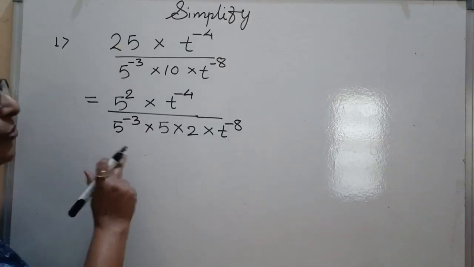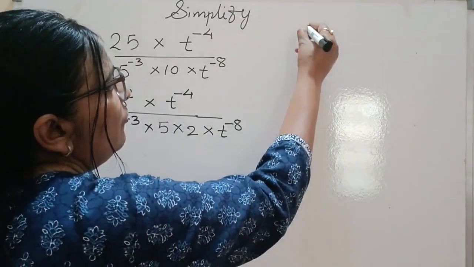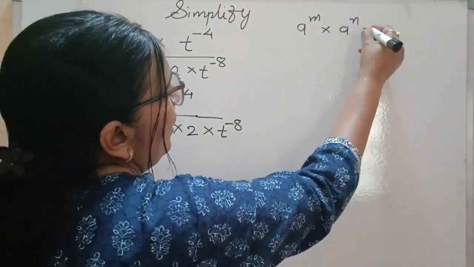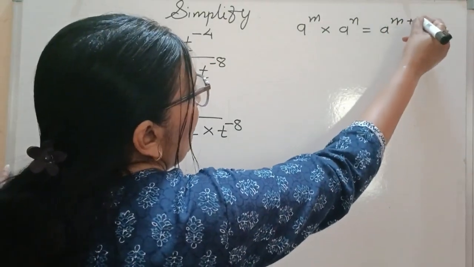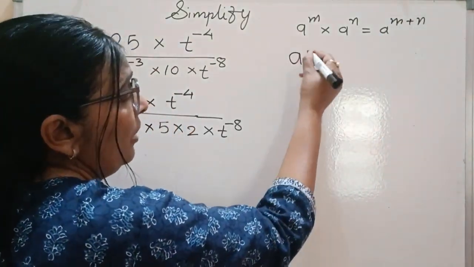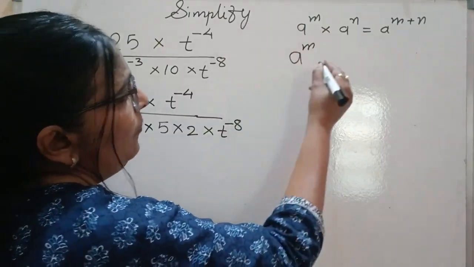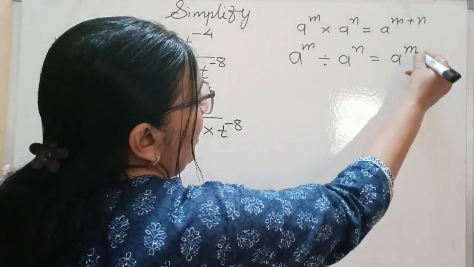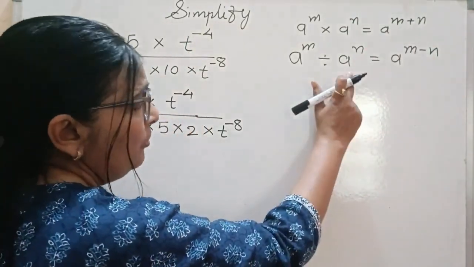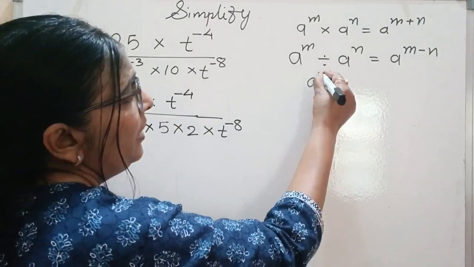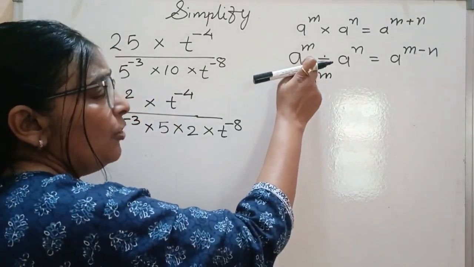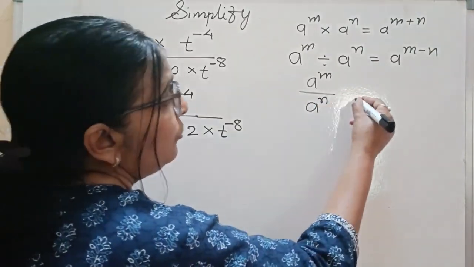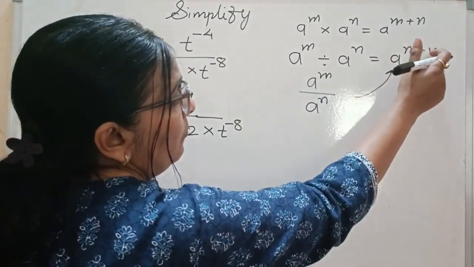Now we are going to use the laws of exponents here. The first law I am going to use is a raised to the power m into a raised to the power n is equal to a raised to the power m plus n. Again, next I will use a raised to the power m divided by a raised to the power n is equal to a raised to the power m minus n. Now you can write this in this form also: a raised to the power m, instead of this sign I will put a division bar, and a raised to the power n. Your answer will be the same, a raised to the power m minus n.